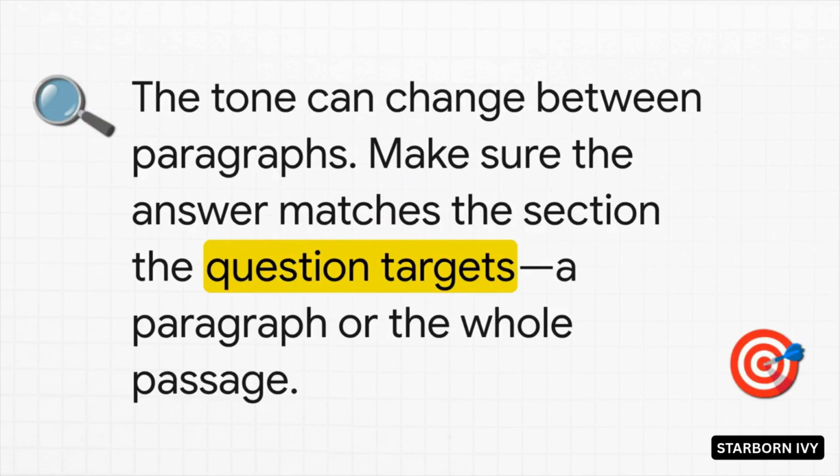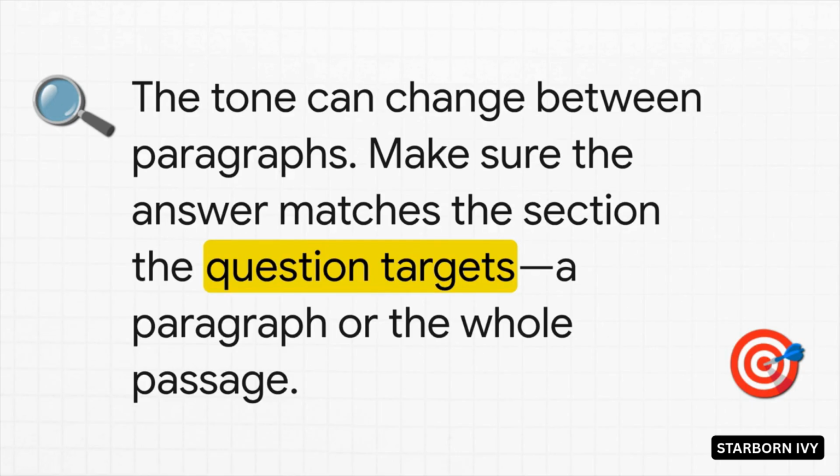The other big trap is the wrong section trap. This one gets so many people. An author might be a little critical in one paragraph, sure, but the overall tone of the entire passage might be totally objective. So you have to double check if the question is asking about one little piece or the whole thing.